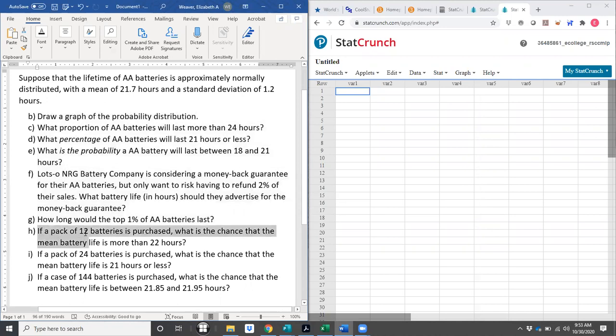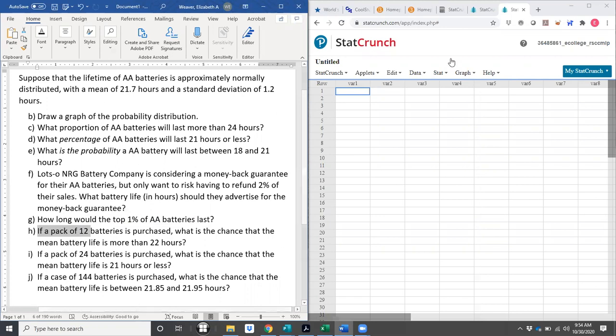So it just has this different thing where we have a group rather than a single battery in this context. So I've got 12 batteries, 24 batteries, and 144 batteries. So this is just so we can see what that Chapter 8 sampling distributions looks like.